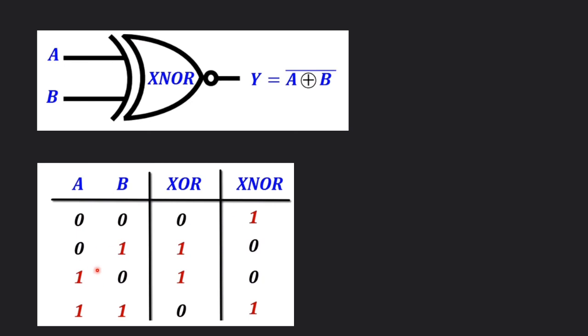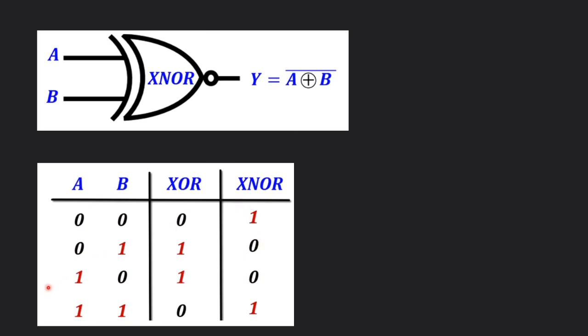The second possibility, A is equal to 0 and B is equal to 1. The output of the XOR gate is a 1 and it is fed to the input of a NOT gate, so it becomes 0 and that output becomes the XNOR gate output.